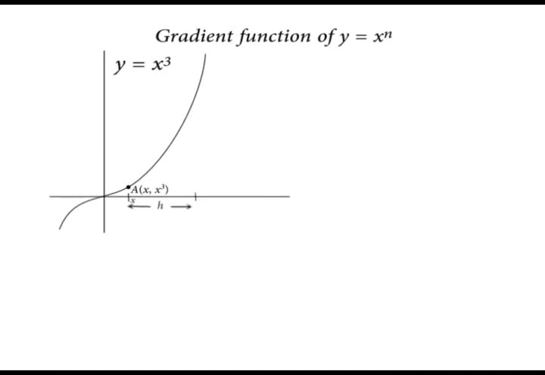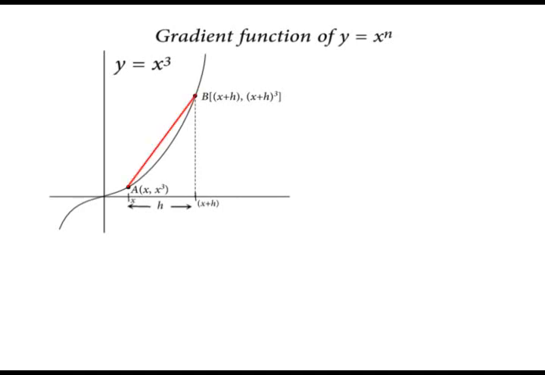We add a very small increase to x so that we have x plus h. And therefore the point on the curve will have the x coordinate as x plus h. Again, because the curve is y is equal to x cubed, we cube the values of x to get the corresponding values of y. So the y coordinate will be (x plus h) cubed. And so the coordinates of B will be (x plus h, (x plus h) cubed).